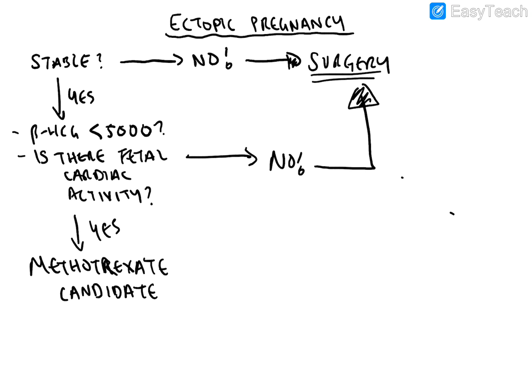Hey guys, so in this video we will be talking about the management of ectopic pregnancy. Ectopic pregnancy is essentially when the actual gestation is not within the uterus, it's outside the uterus. Common locations for this can include the ampulla, the fallopian tubes, and can include within the pelvic wall and the pelvic organs as well. So these are common locations for ectopic pregnancy.